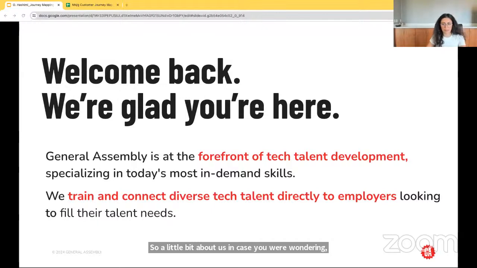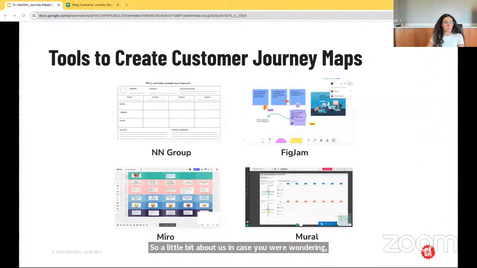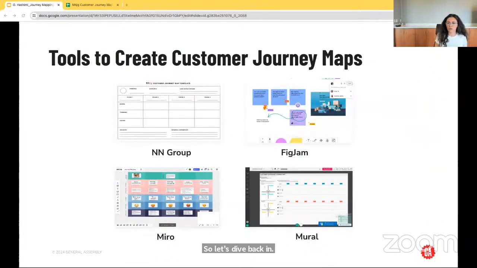So let's dive back in. So here are tools to create customer journey maps. The tools that you use will depend on your organization and what they decide on.